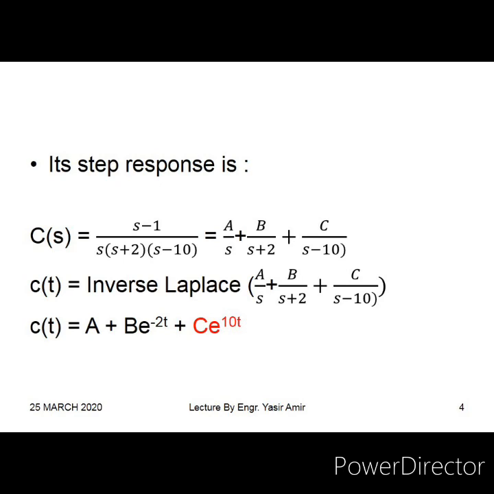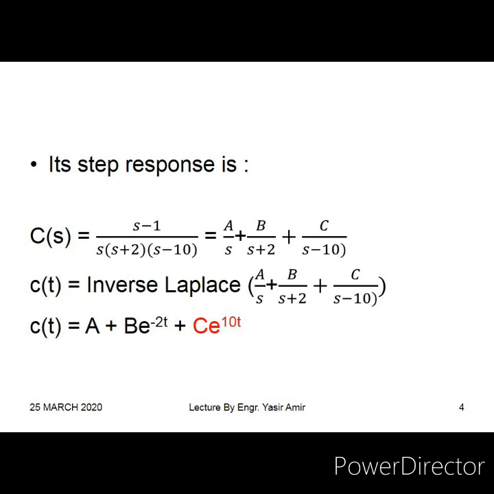Now what's so bad about this unstable system? If we find its step response, we give a step input to the system. Input is signal R(s) = 1/s, the unit step. We multiply that with the transfer function T(s), and then we get the response of the system C(s).